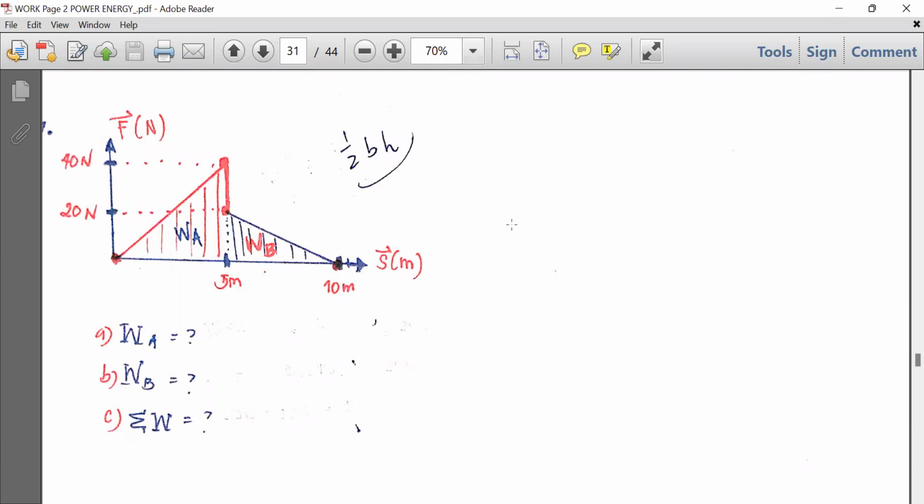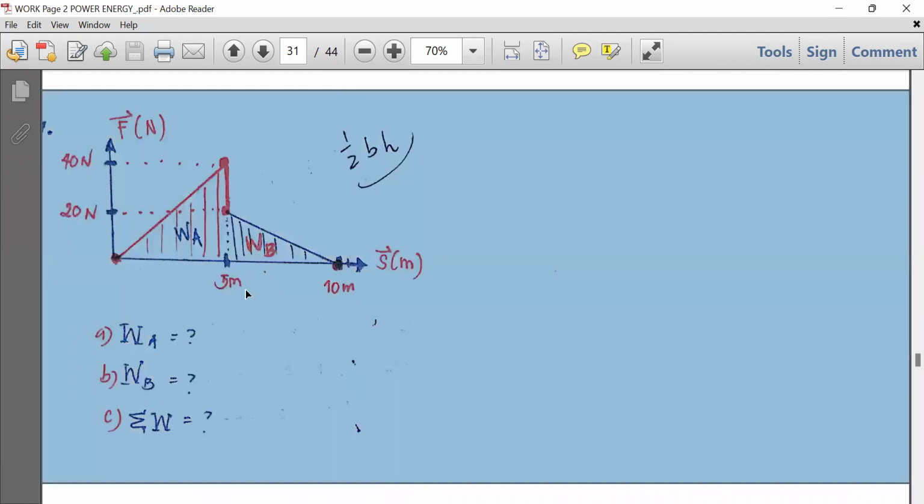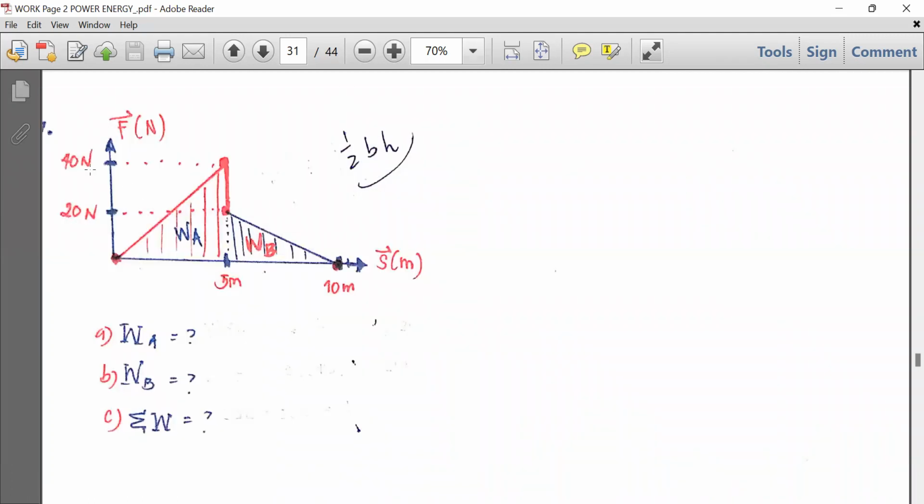In this example you have a graph of work done on an object. A 40 newton force was applied on an object, and it moved a distance of 10 meters. The displacement is 10 meters. When you applied a 20 newton force on an object, it moved 5 meters. When you applied a force of 40 newtons, the object moved a displacement of 10 meters.